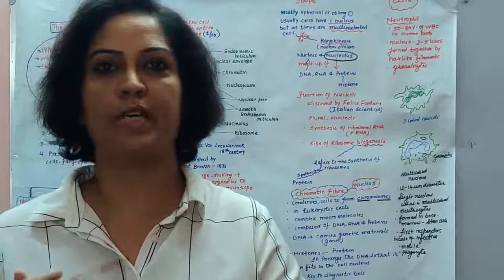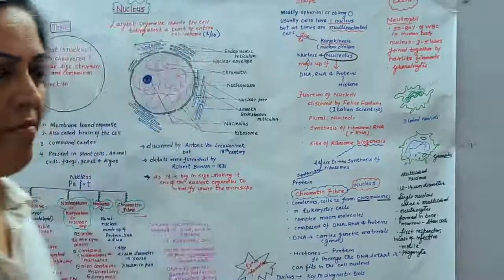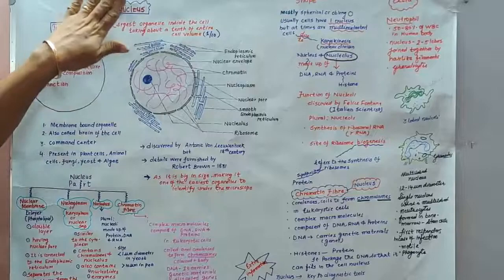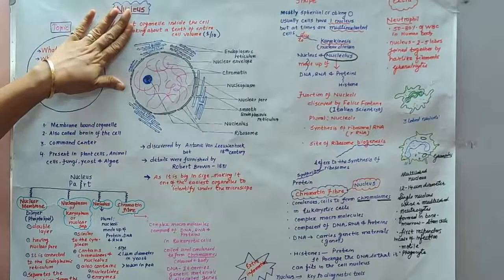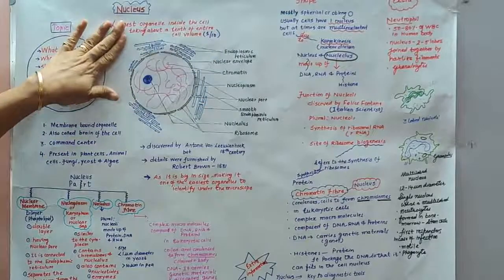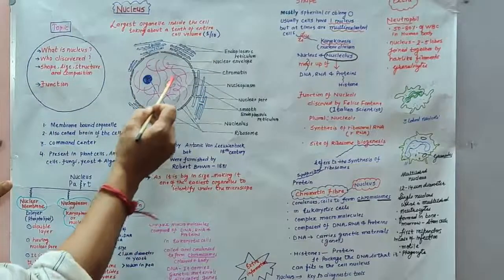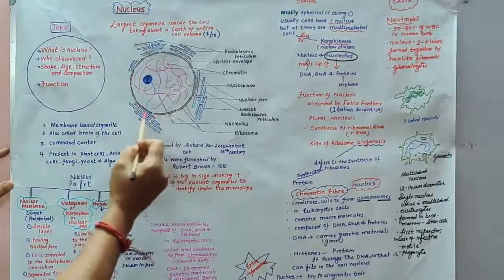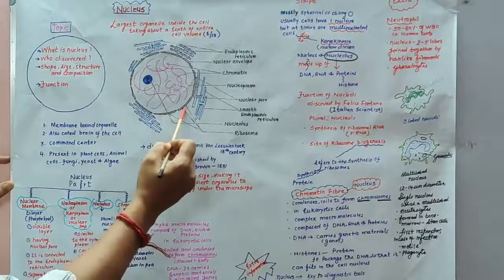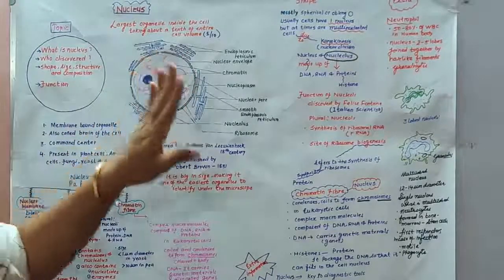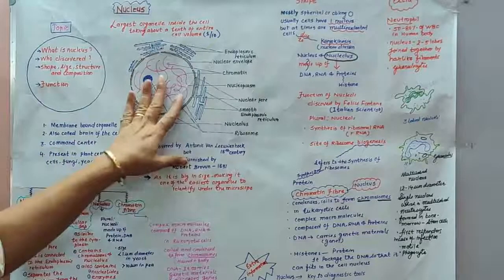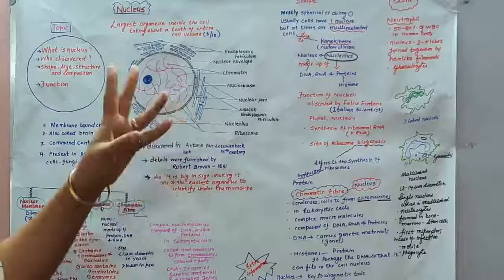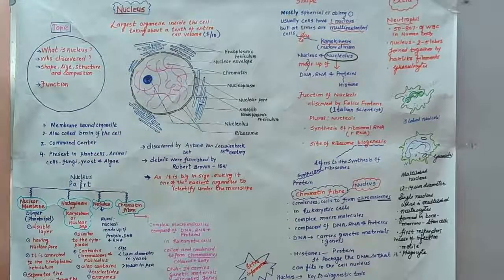Recap. What we have studied: the nucleus. Now we have discussed the nucleus. What is the nucleus? It is the largest organelle inside the cell. Okay, it is a membrane-bound organelle. You can see there is a double-layer membrane. It is also called the brain of the cell or command center. It is present in animal cells, plant cells, yeast, algae and fungi.